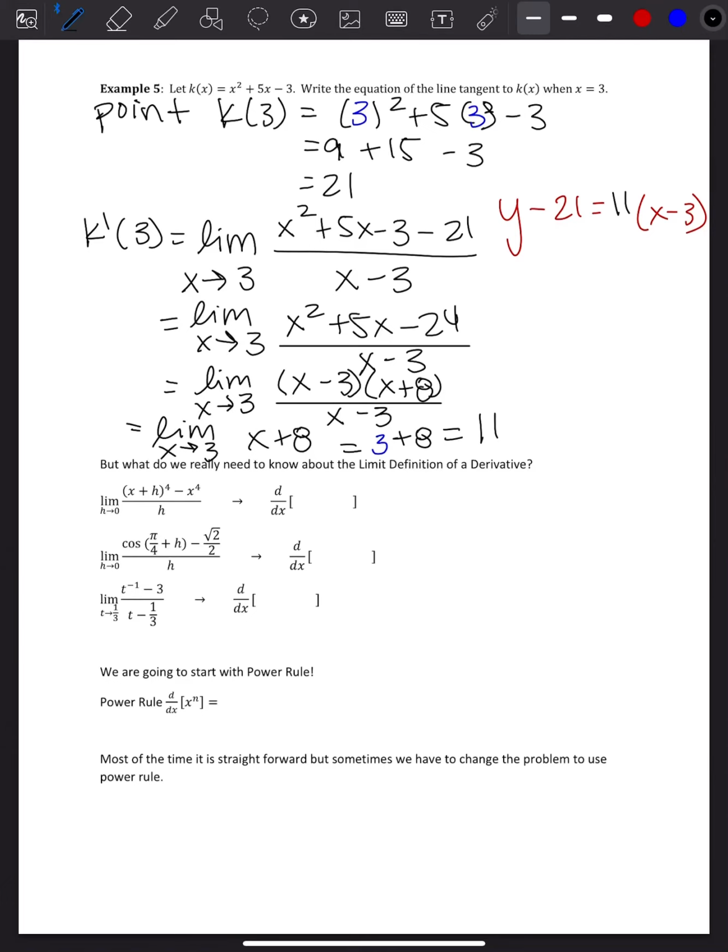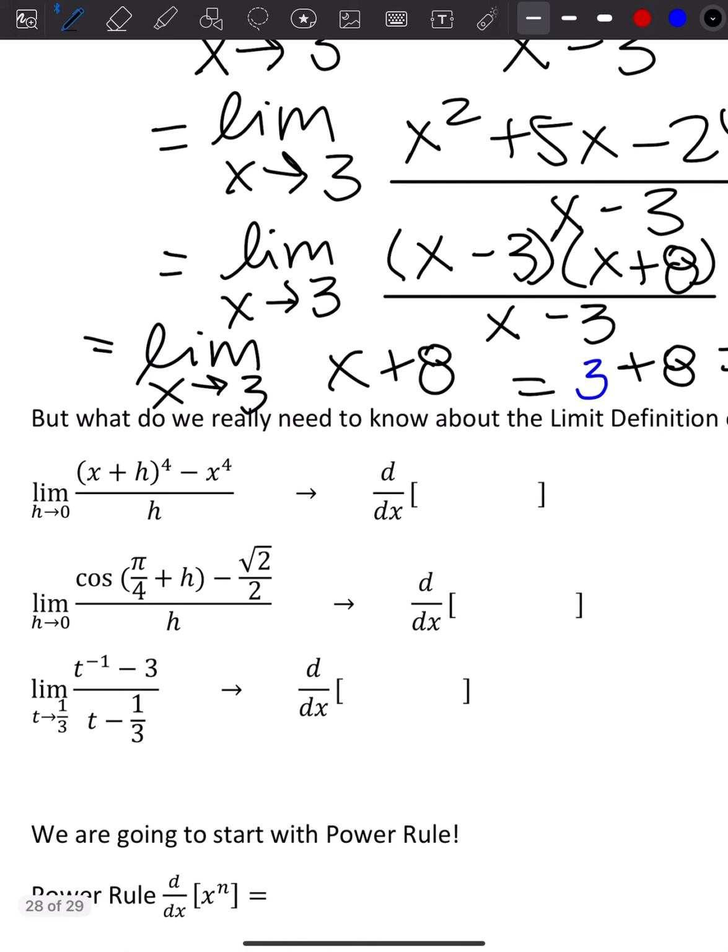Okay, so with the limit definition of a derivative, all we really care about is using the information: what would that look like as a derivative? So when I look at this problem, the limit as h approaches 0 of (x plus h) to the fourth minus x to the fourth, all divided by h.